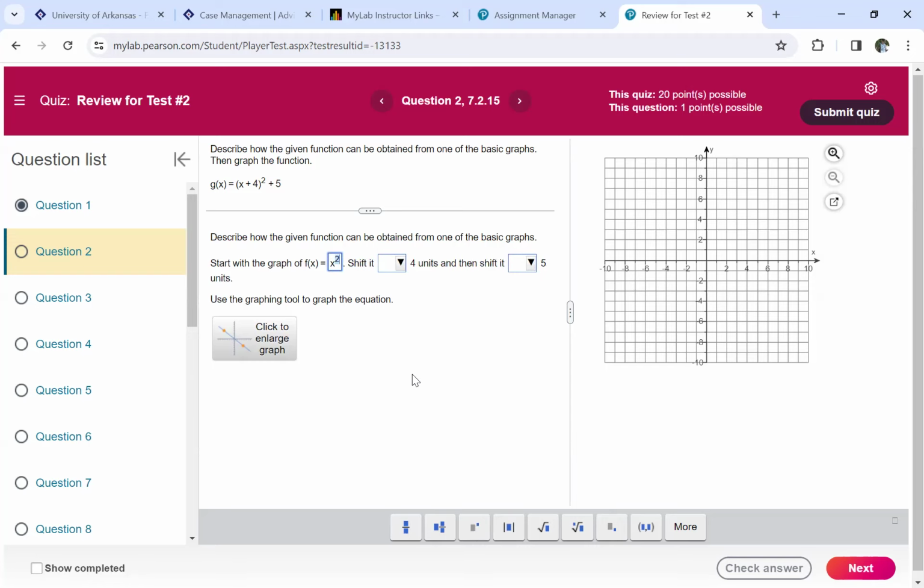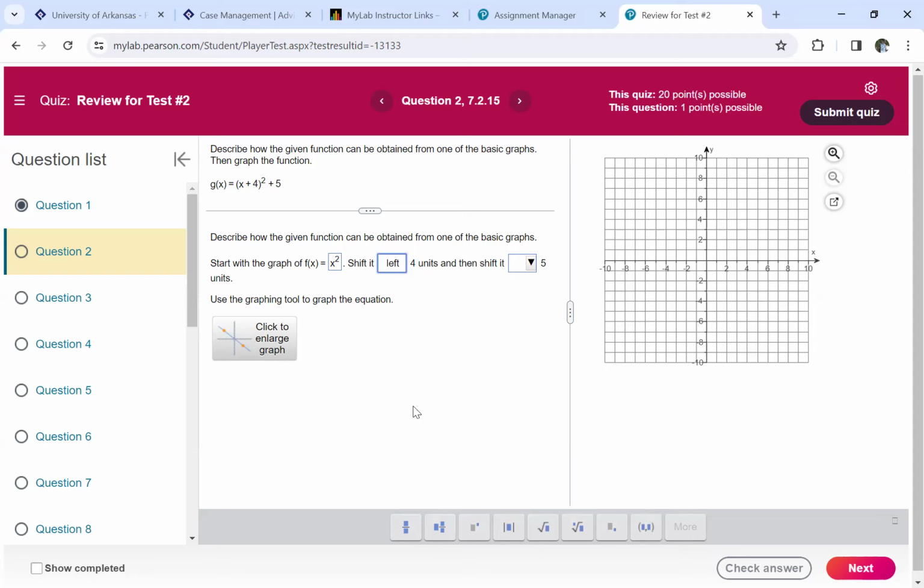Now the 4, it says shift it blank 4 units. Remember, that 4 is inside those parentheses. So when it's inside the parentheses, it's either left or right. Now, inside the parentheses, if you add to x, it's going to go left. If you subtract from the x, it'll go right. So since this one is adding 4 units, we know this will go left.